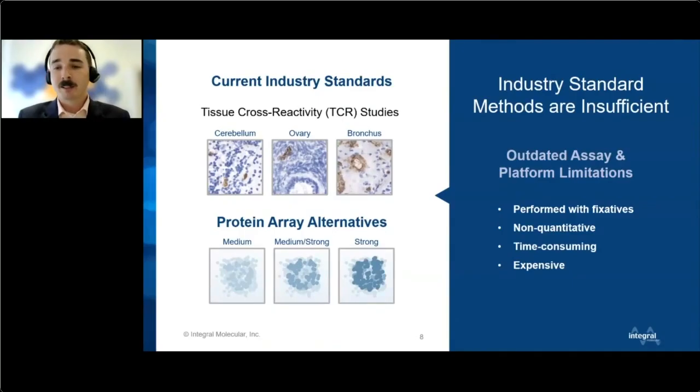This is somewhat of an outdated assay and has many limitations, since it's often performed with fixatives, it's not really quantitative, time-consuming, and very expensive. Some other alternatives are protein arrays, which are typically conducted in a blotting technique using immunohistochemistry or immunofluorescence. These are also somewhat difficult to quantify and can also be time-consuming and expensive.